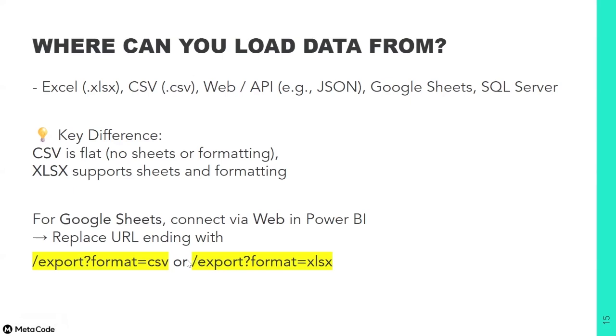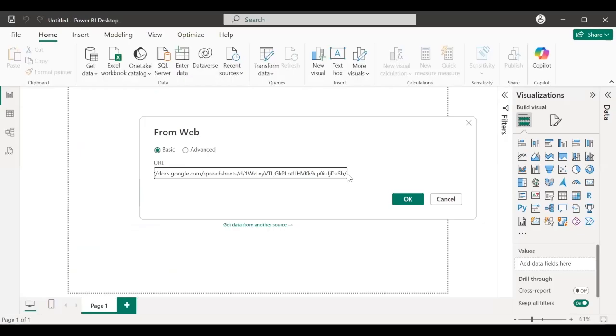Okay, go back to Power BI and then add export question mark format, what was it? Equal XLSX. Okay, and click OK.